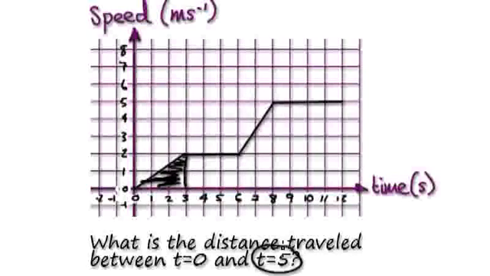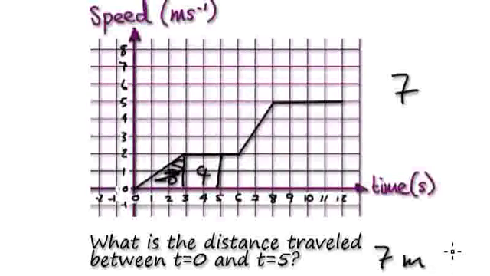Okay, and then t equals 5. So now the area here would be the up and down here is 2 times the across here, which is also 2. So this here is 4. Okay, so this here is 3, and this here is 4. So the area here is 7. So the distance traveled is 7 meters. Okay.